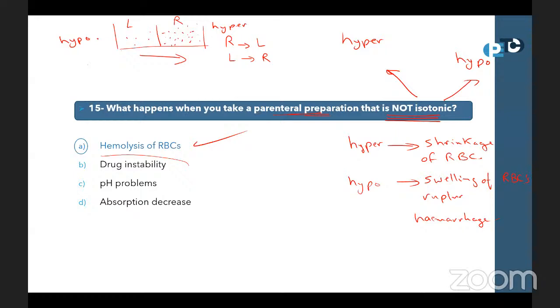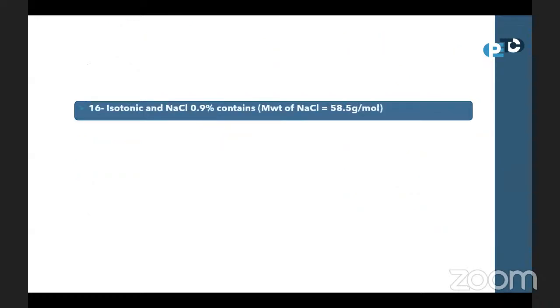Please, if you have a problem with this concept, ask about it because it is an important one and they ask about it several times. The next one.